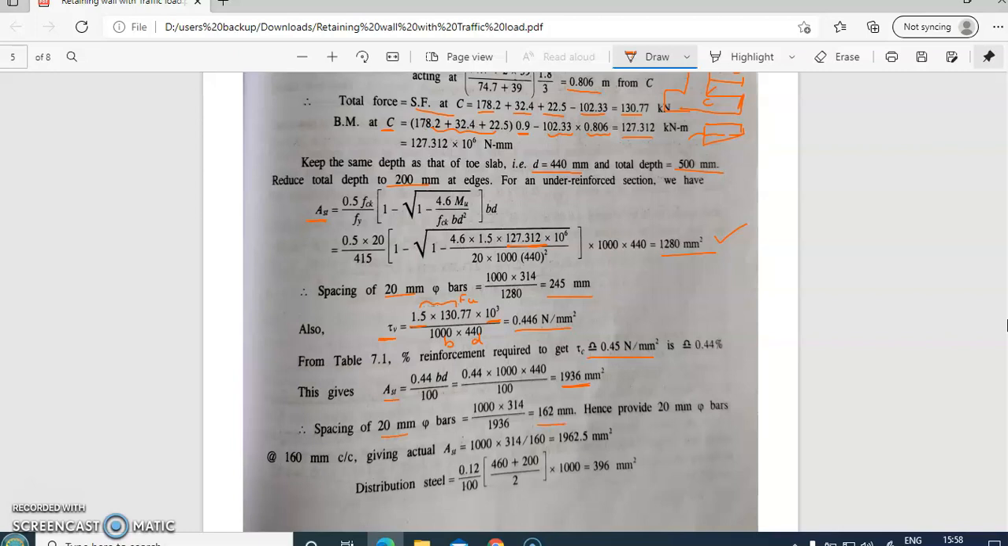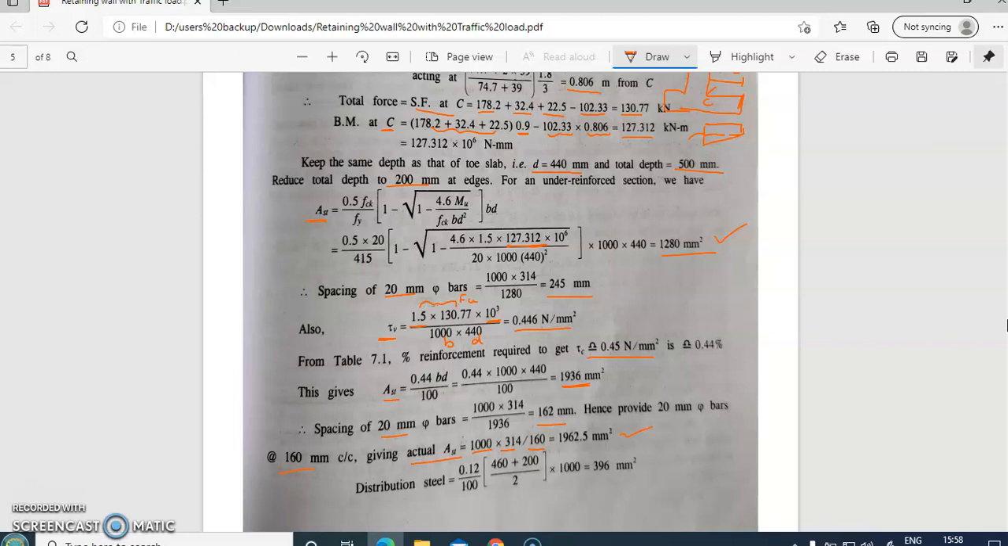Let us round this figure and make it either 150 or 160 mm center to center. So this gives the actual Ast as 1000 mm into the area of 20 mm bar divided by the spacing, which will give us 1962.5 mm square. So this is the area of steel which is provided.